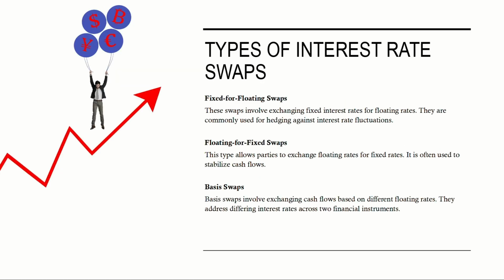Types of interest rate swaps. Fixed for floating swaps. These swaps involve exchanging fixed interest rates for floating rates. They're commonly used for hedging against interest rate fluctuations. Floating for fixed swaps. This type allows parties to exchange floating rates for fixed rates. It is often used to stabilize cash flows. Basis swaps. Basis swaps involve exchanging cash flows based on different floating rates. They address different interest rates across two financial instruments.